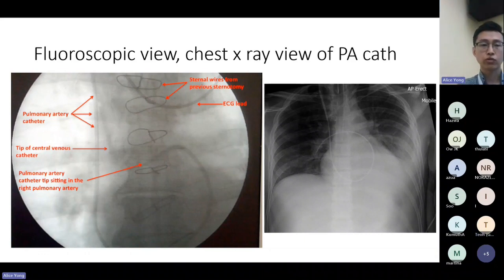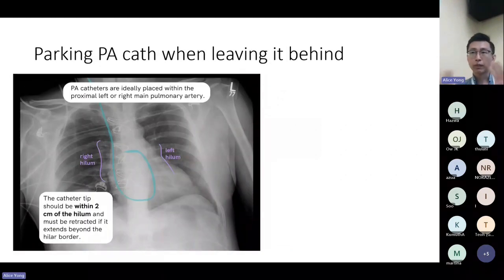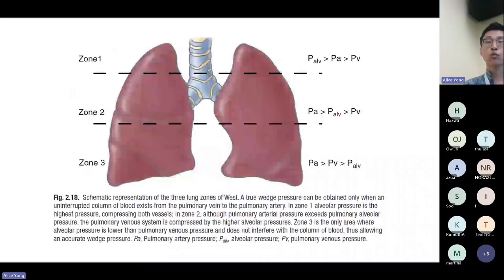The left side of your screen shows the fluoroscopy view. If we have fluoroscopy in CCU, I think it would be best that we can just do it in CCU. We don't need to push the patient to our ICL lab. And the one on the right is the X-ray view, how it looks after that. So where do we park? It's about 2 centimeters away from the hilum. That would be roughly the tip of the entry point of the pulmonary arteries.